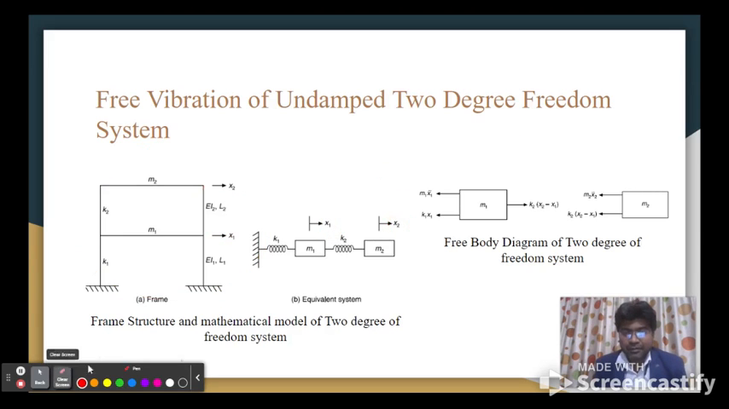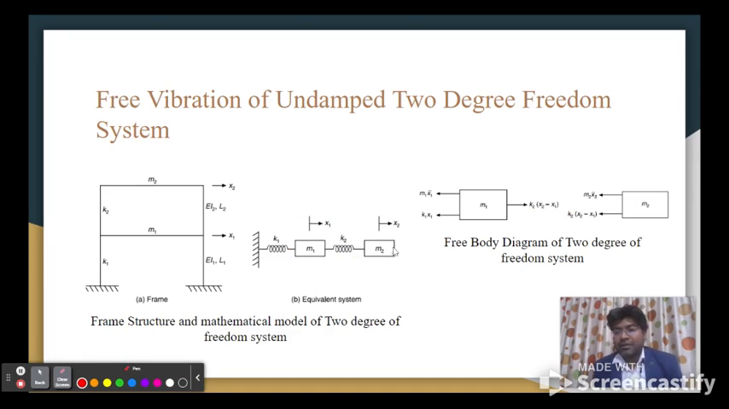Clear? So therefore the spring force is k2 times x2 minus x1. This is moving here and it applies the force in the opposite direction. As x2 is greater, due to this spring it makes this lumped mass move in this direction. So therefore the force is k2 multiplied by x2 minus x1.